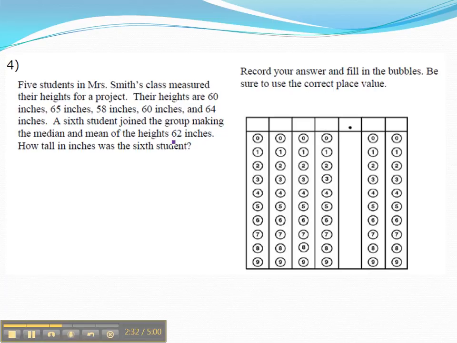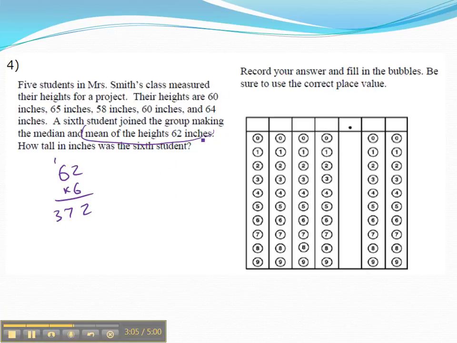Well, if the mean is now 62 and we have 6 students, I can just take 62 and multiply by 6 to get the total height of all the students all together. 2 times 6 is 12, carry the 1. 6 times 6 is 36, plus 1 is 37. So when we add in that 6th student, we don't know his height yet, but we know when we add in his height to all the other heights, we should get 372, because we need to have 62 when we divide by 6 when we calculate our mean.